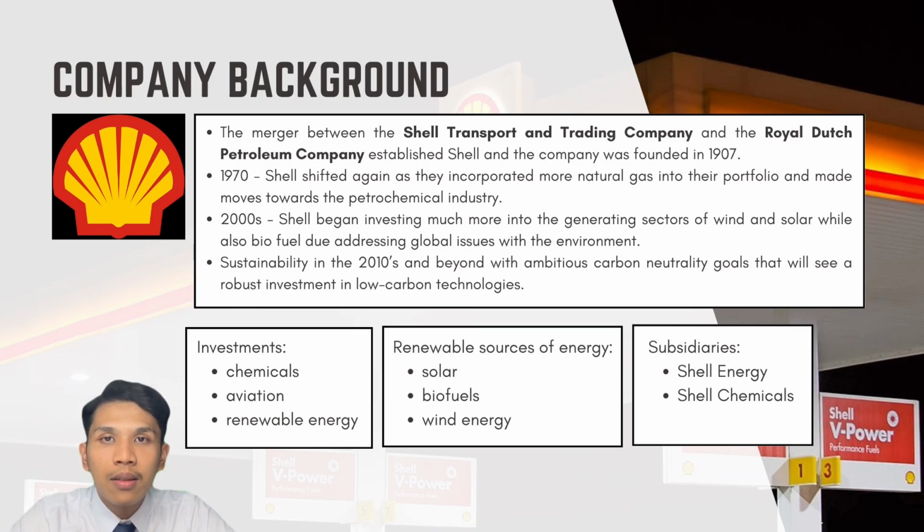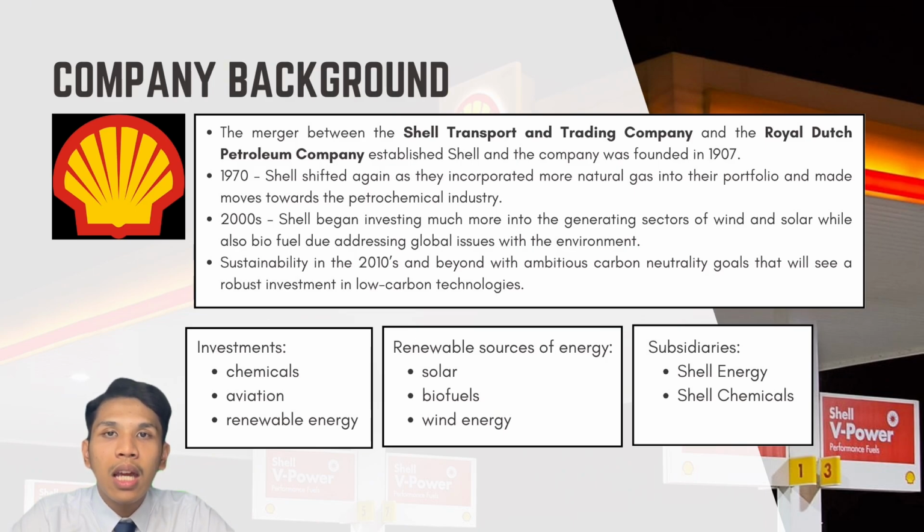By the 1970s, Shell shifted again as they incorporated more natural gas into their portfolio and made a move towards the petrochemical industry. Talking about the 2000s, it was the decade where Shell began investing much more into the generating sector of wind and solar, while also biofuel, due to addressing global issues with the environment. Shell has expressed an increased focus on sustainability in the 2010s and beyond, with ambitious carbon neutrality goals that will see a robust investment in low carbon technologies.